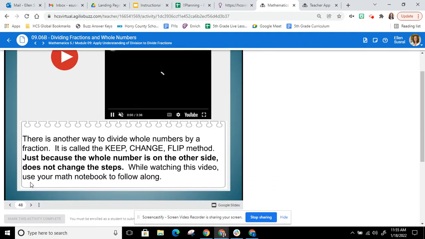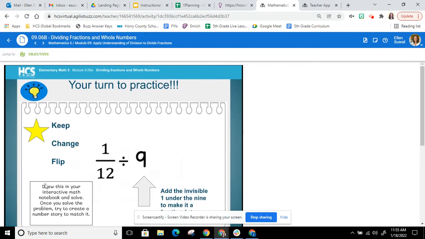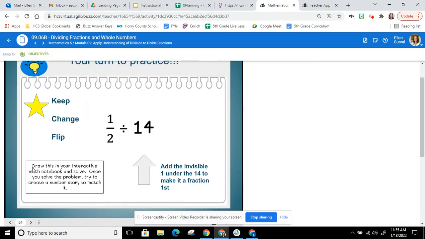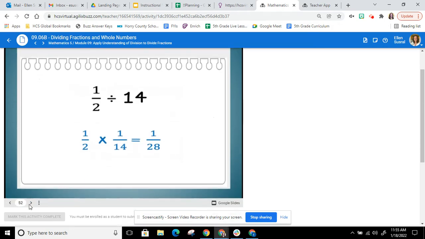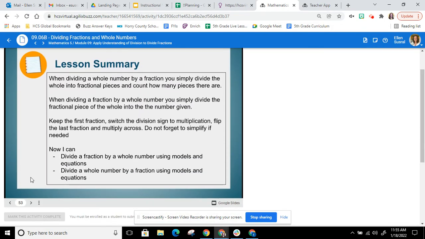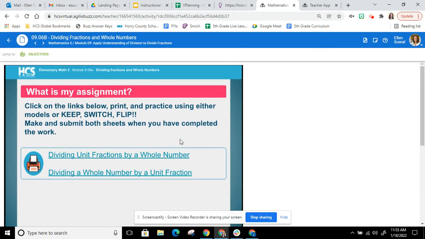The videos are also going to be very, very helpful when you're doing this assignment. So keep that in mind as you go through. Then you'll come to the lesson summary. After you go through this lesson, you're going to be able to divide a fraction by a whole number using models and equations. And you're also going to be able to divide a whole number by a fraction using models and equations. Then you'll come across your assignment.